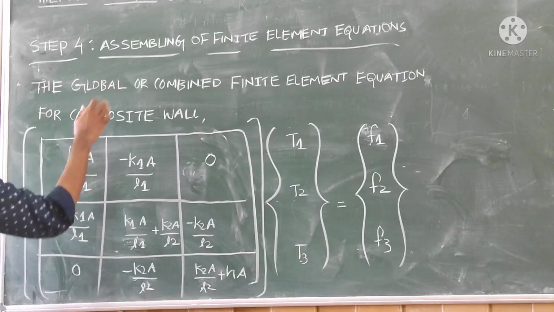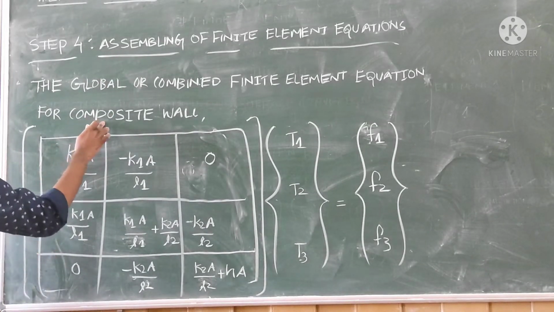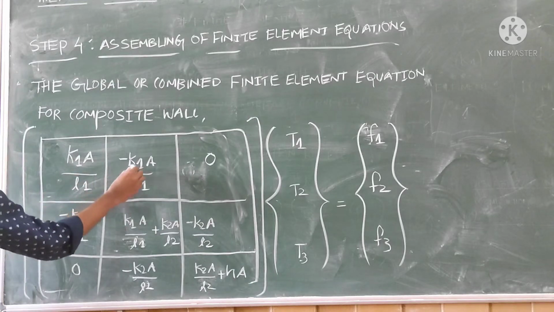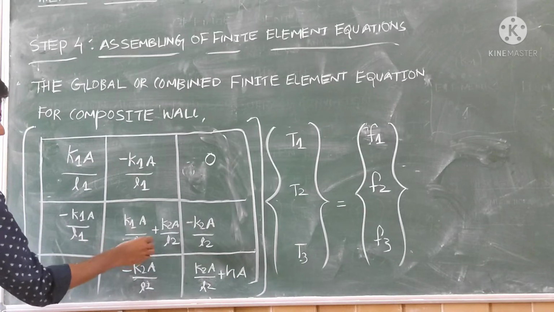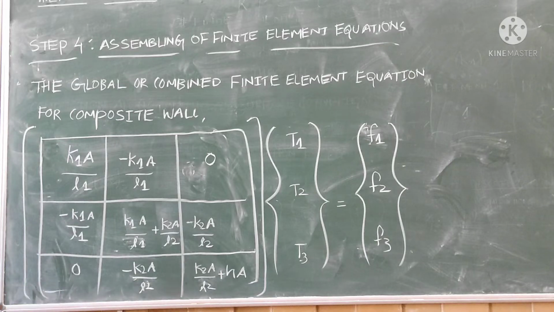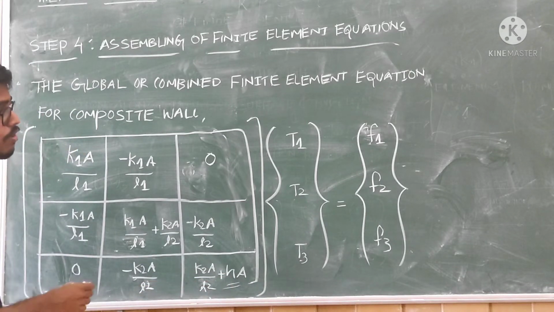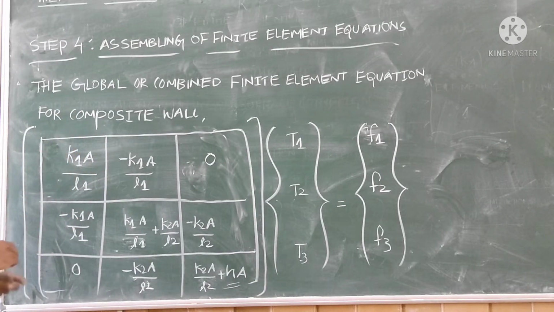Then step 4, assembling of finite element equations. That is equation 1 and 2 assembled into a global or combined finite element equation for composite wall. That is K1A by L1 minus K1A by L1 0 minus K1A by L1, then K1A by L1 plus K2A by L2 minus K2A by L2 0 minus K2A by L2 minus K2A by L2 plus HA, here convection. Then T1, T2, T3 is equal to F1, F2, F3. This is the combined or global finite element equation.